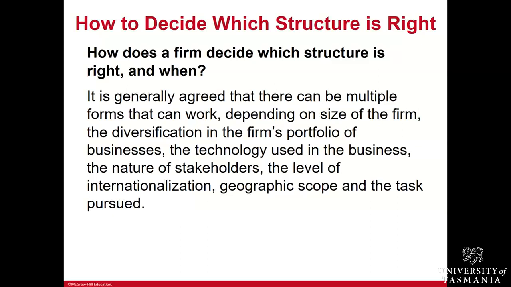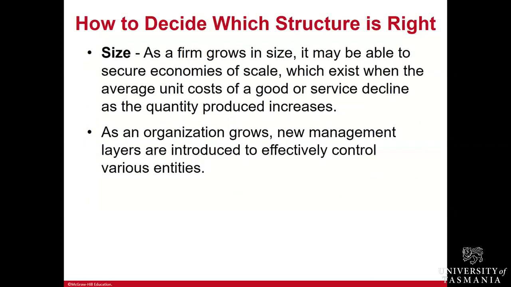It is generally agreed that there can be multiple forms that can work depending on the size of the firm, the diversification in the firm's portfolio of businesses, the technology used in the business, the nature of stakeholders, the level of internationalization, geographic scope, and the task pursued. Let's see how size can affect the decision of which structure is best for the company. As a firm grows in size, it might be able to secure economies of scale, which exist when the average unit cost of a good or service declines as the quantity produced increases. As an organization grows, new management layers are introduced to effectively control various entities.